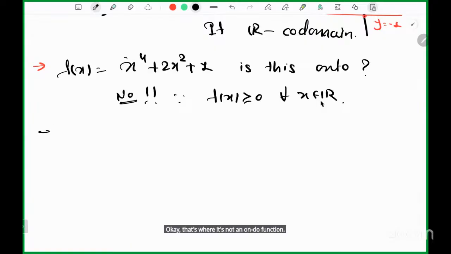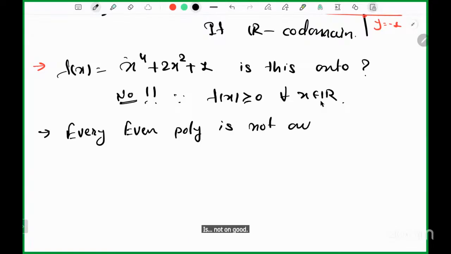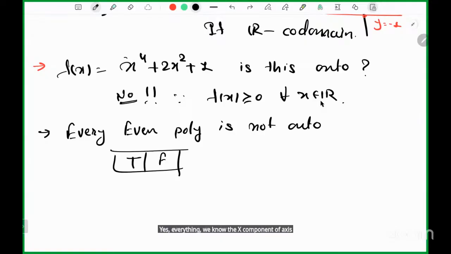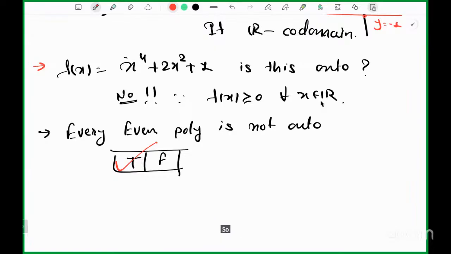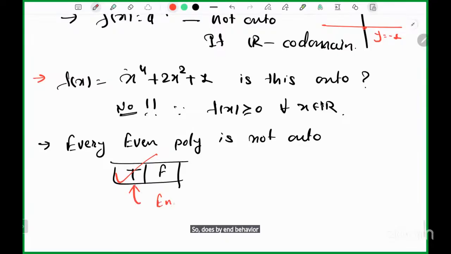In general, can you say every even polynomial is not onto? Is this statement true or false? Yes, ma'am, it will be true. Everything below the x component of the axis of symmetry won't have a pre-image. Correct. So the statement is actually true. Because again, you can consider the end behavior, you can consider the nature of the polynomial, that it will be symmetric. So just by end behavior also you can see.